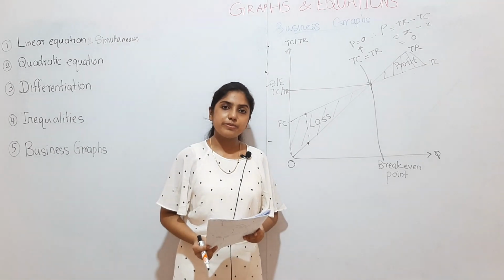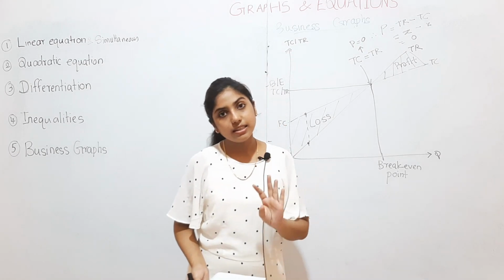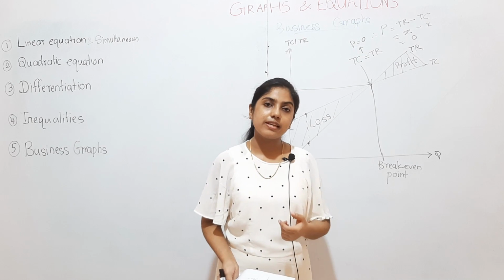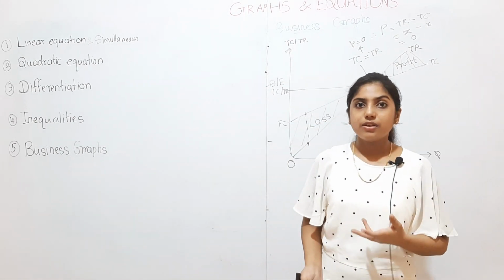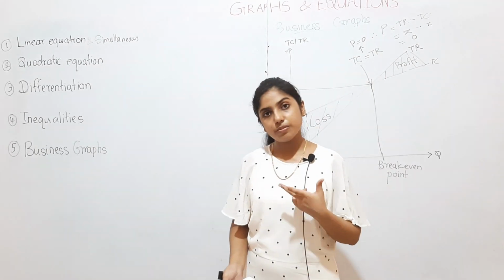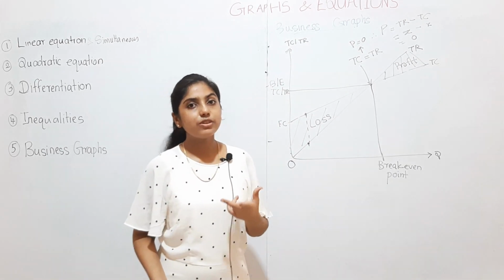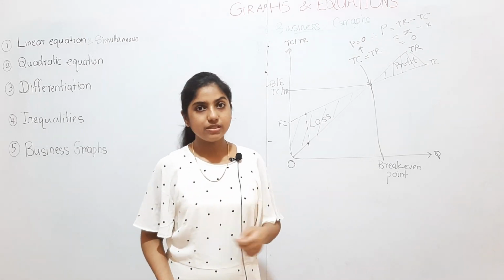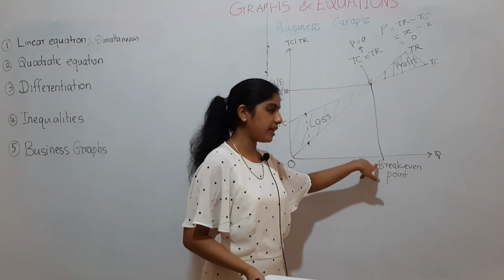So break even means how much we should sell at least to not have a loss. That means at least without making a loss, the minimum profit, what is it? Minimum can be 0. So at which quantity will we get a minimum profit of 0 is what we should find from this graph. That is called break even.